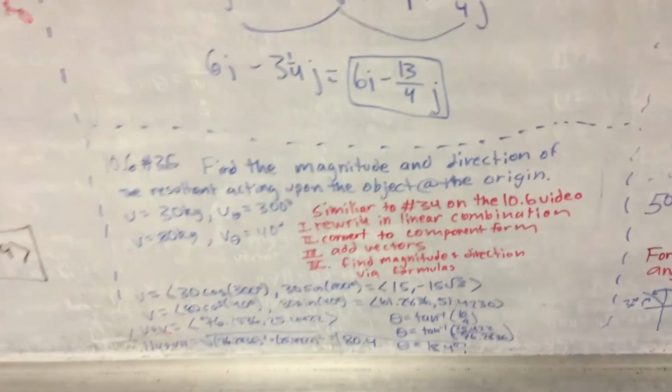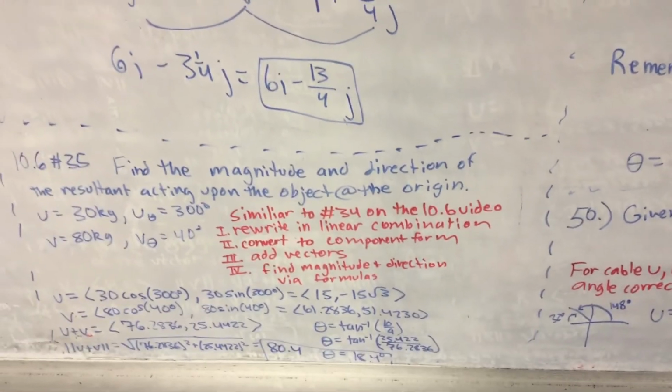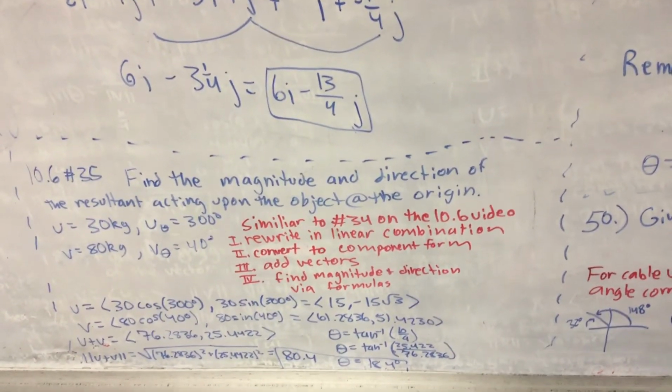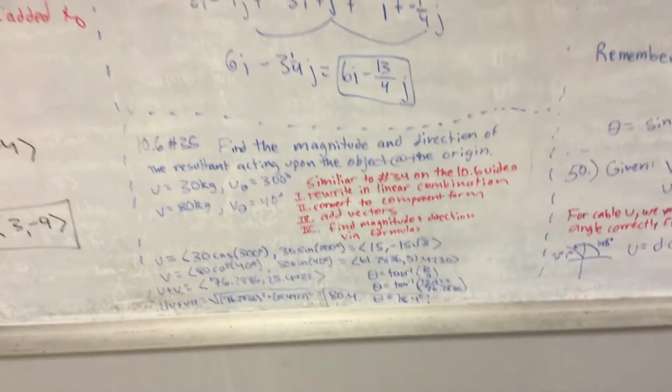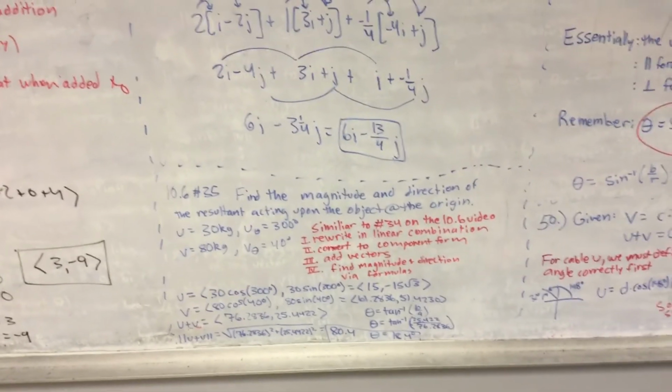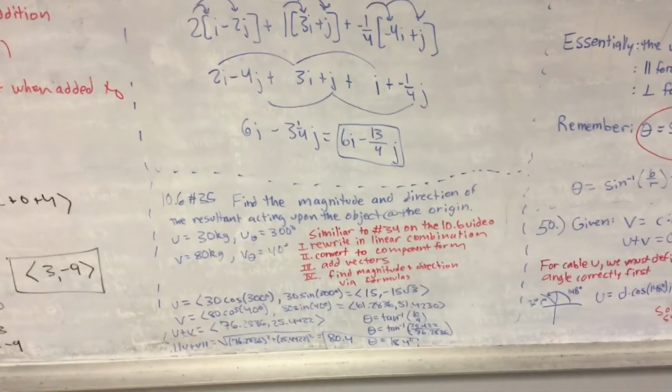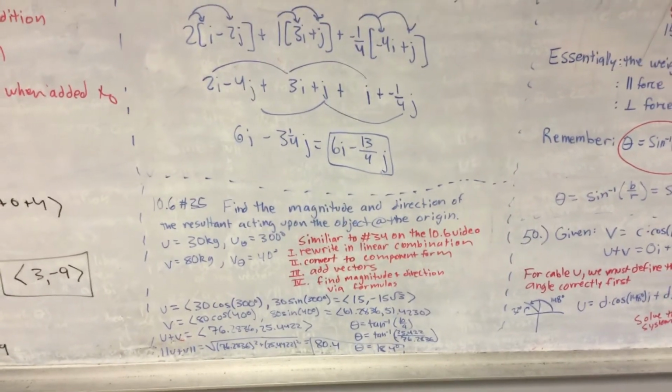That's 80.4. Theta is much easier. We just do the tangent inverse of b over a, and we get that angle. I went through this fairly quickly because I covered it in great detail. It follows those 4 steps. If you would like to go over some problems with me in person, let me know and we'll set up a Zoom meeting.